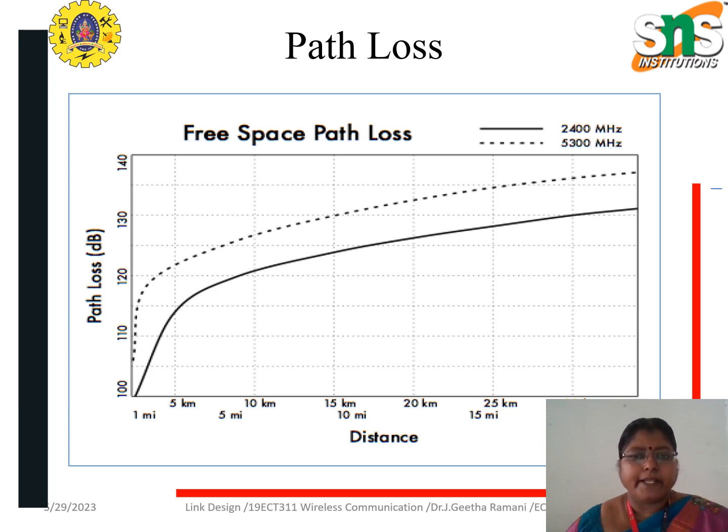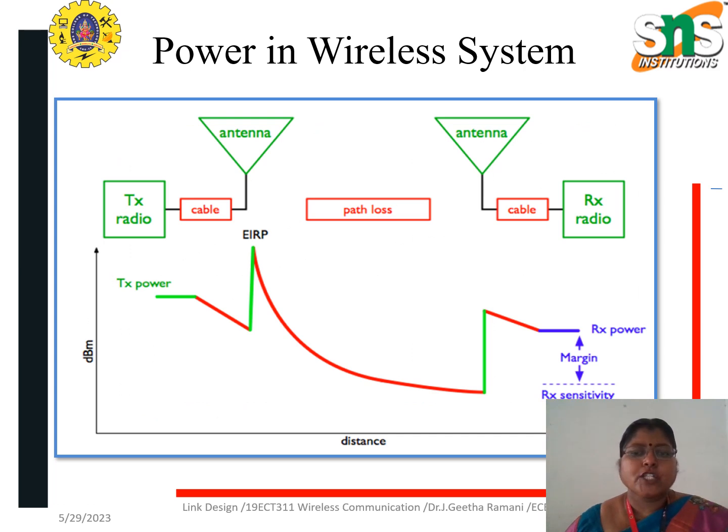So this is the free space path loss. Between distance and path loss we plot. When the distance increases, path loss also increases, isn't it? So this is the actual model we consider for calculating the power in a wireless system. It's your transmitting radio and your receiver radio. Both of them are connected with an antenna, transmitting antenna as well as receiving antenna, by means of some cables. Okay, this is your transmission path. It may be wired or wireless. Here in this case we consider only the wireless.